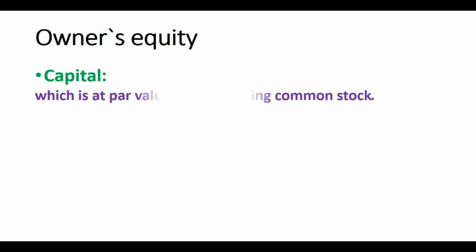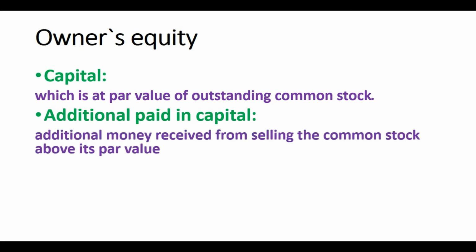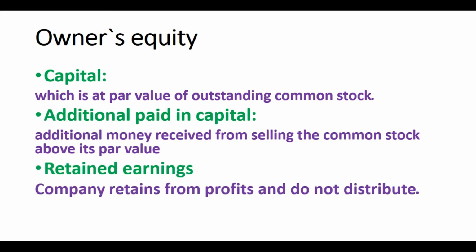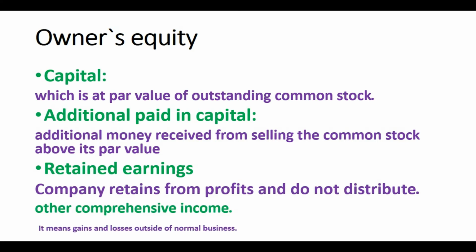Next category is owner's equity. In this category, we normally have capital, which is at par value of outstanding common stock. We might also have additional paid-in capital, which is the additional money received from selling the common stock above its par value. After that, we have retained earnings, which company retains from profits and do not distribute. Then, we have other comprehensive income. It means gains and losses outside of normal business.